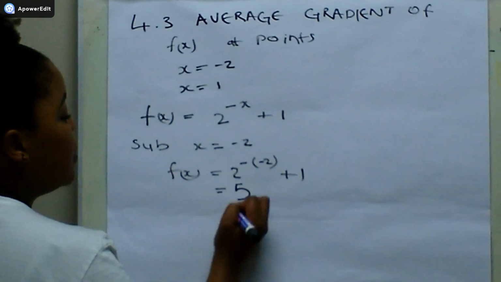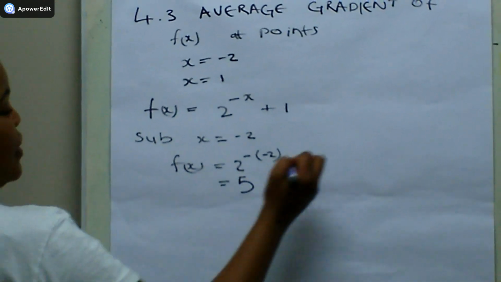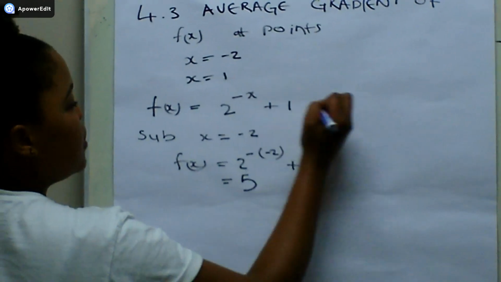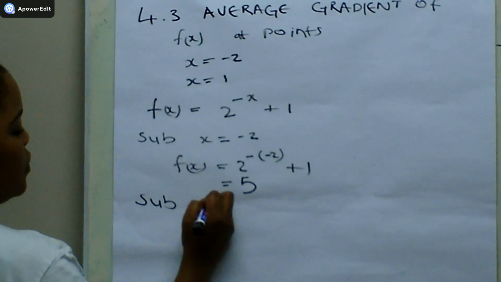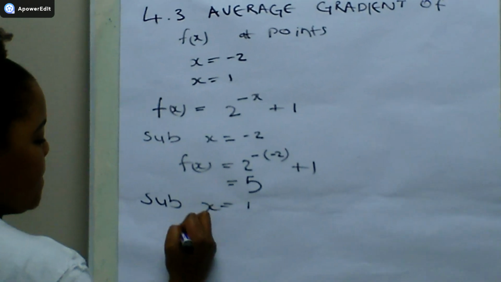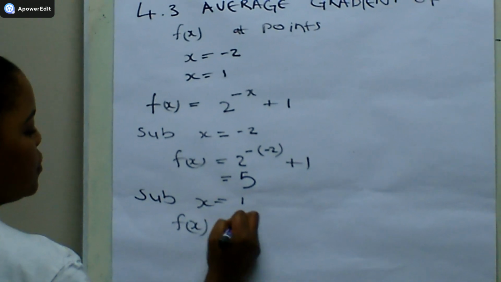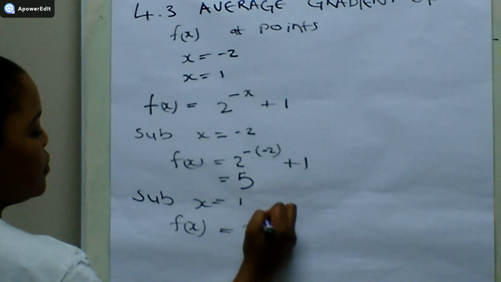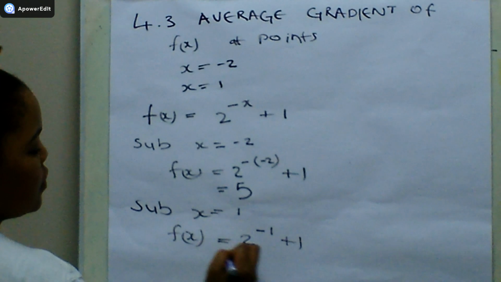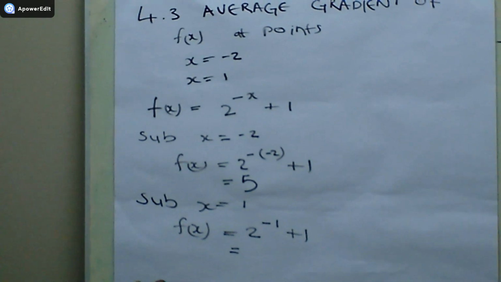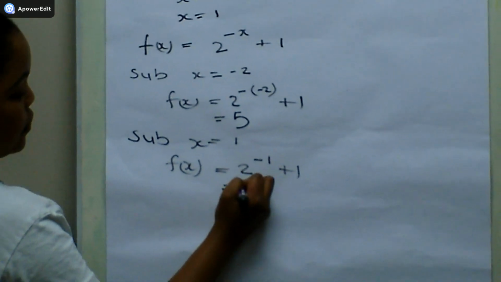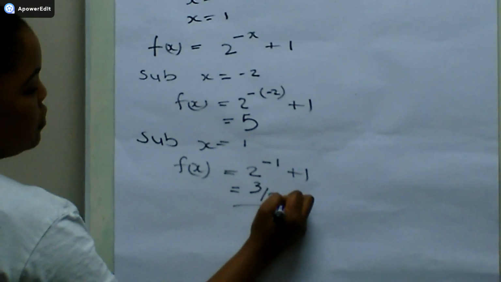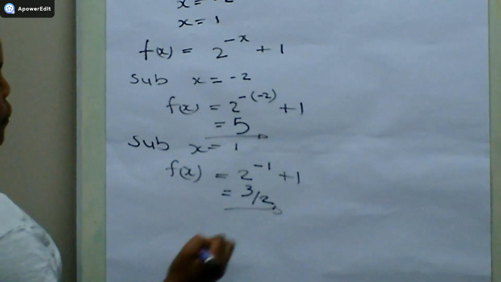Okay, so I got my answer to be 5. Then moving right along, you substitute again the other point that you were given, that x is equal to 1. So now we have f of x is equal to 2 to the power -1 plus 1. So I got my answer to be 3/2. Yeah, guys.